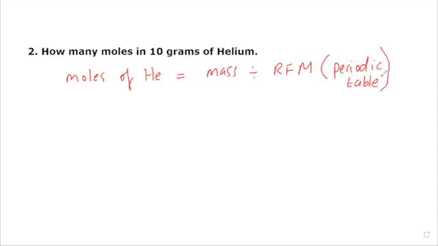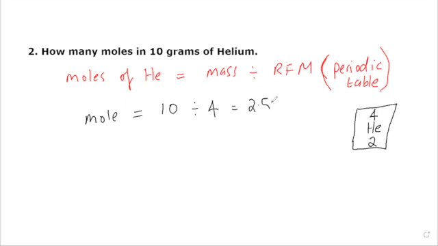What I've done now, just for myself, and you can do this as well, to remind me where I get the relative formula mass from, I've written periodic table in brackets. So moles equals 10. And in helium, I need to look at the periodic table. The top number is 4, so it's 10 divided by 4, which is 2.5 moles. I hope you got that right if you tried it by yourself.